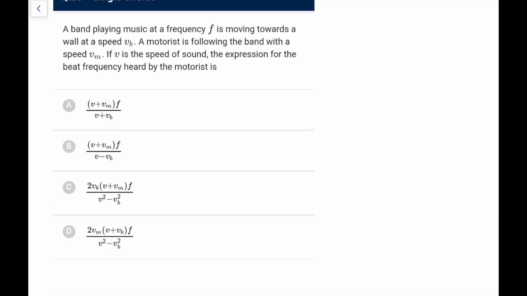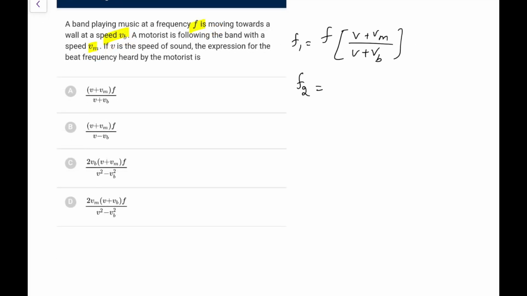A band playing music at a frequency f moves towards a wall with speed vb, and a motorist is following the band with a speed vm. If v is the speed of sound, the expression for the beat frequency heard by the motorist is, so first the direct sound he will be hearing would be f1, which is f naught, or f you can write if it is given f naught, because the band is going away, it would be v plus vb, and it is going towards, so it would be v plus vm. Now f2 would be, because it would be the wall reflected, the wall has the frequency that would be v minus vb upon v, but because it is going towards it, it will come out as v plus vm.